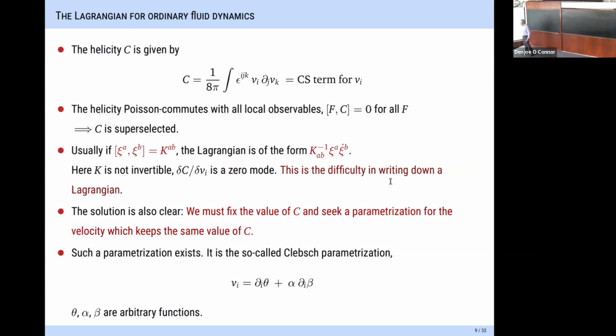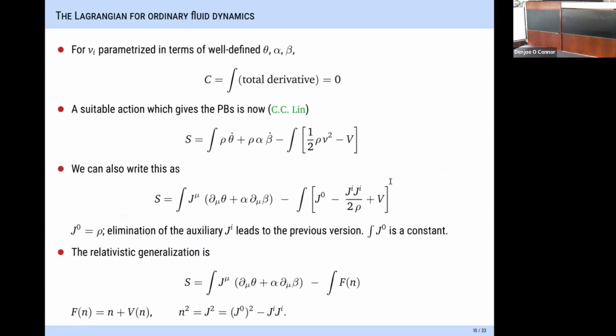Once we fix C, then what is left over, the velocity consistent with preserving C, can be parameterized in the so-called Clebsch parameterization in terms of three parameters here, theta, alpha, and beta. And then, of course, you can write down an action for it. For theta, alpha, and beta, the change in C will come out to be 0. And once we realize that, we can write down an action for this, constructed by Lin in the 1950s, generalized like so, to move some of these velocities into auxiliary currents over here, written in this fashion.